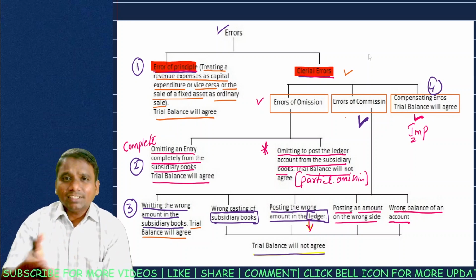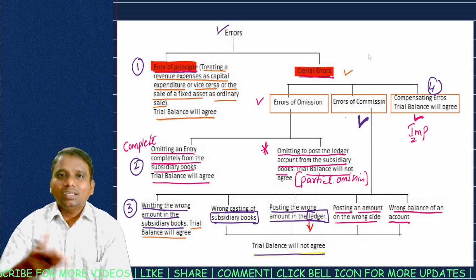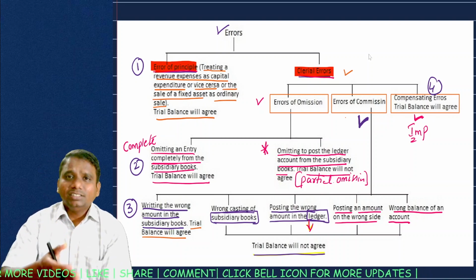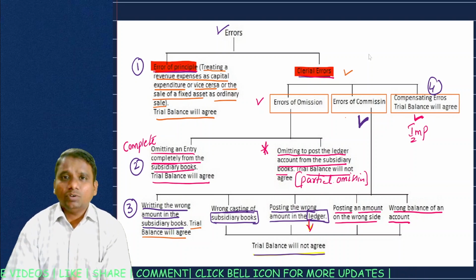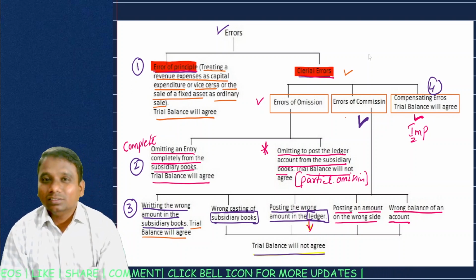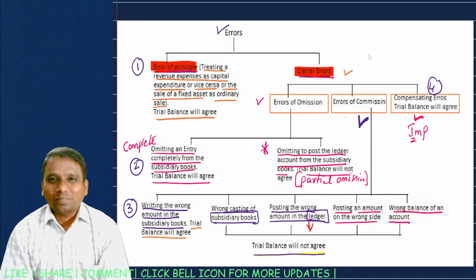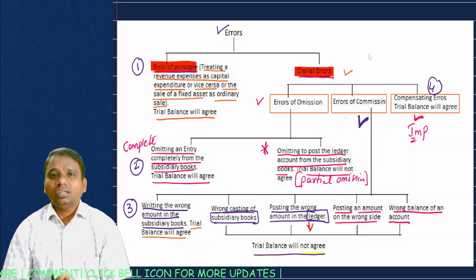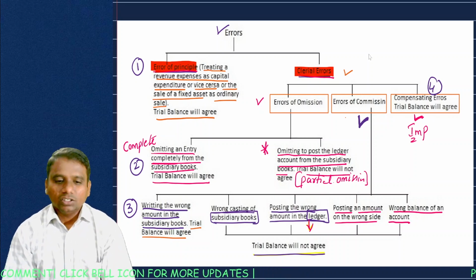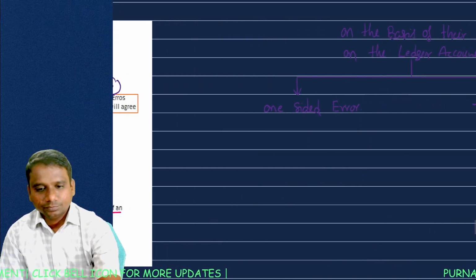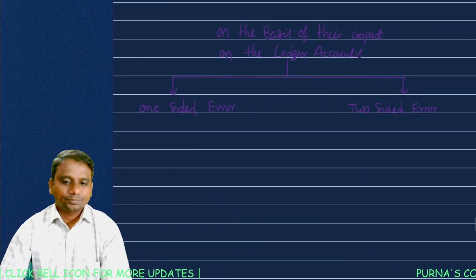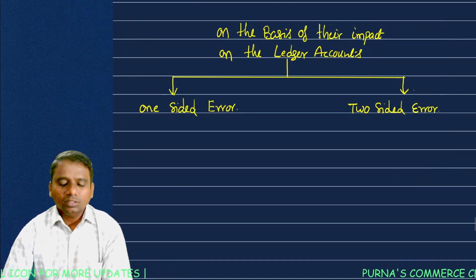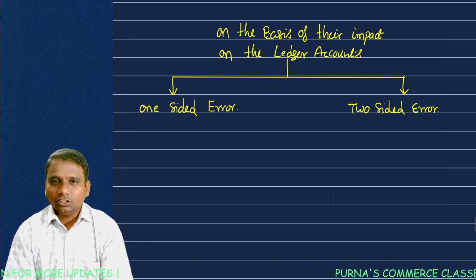Now, this classification gives another type of classification. Look at these errors. Now we classify based on the effect on trial balance. That means the error affects trial balance and the error does not affect trial balance. Now we see, on the basis of their impact on the ledger accounts or trial balance.